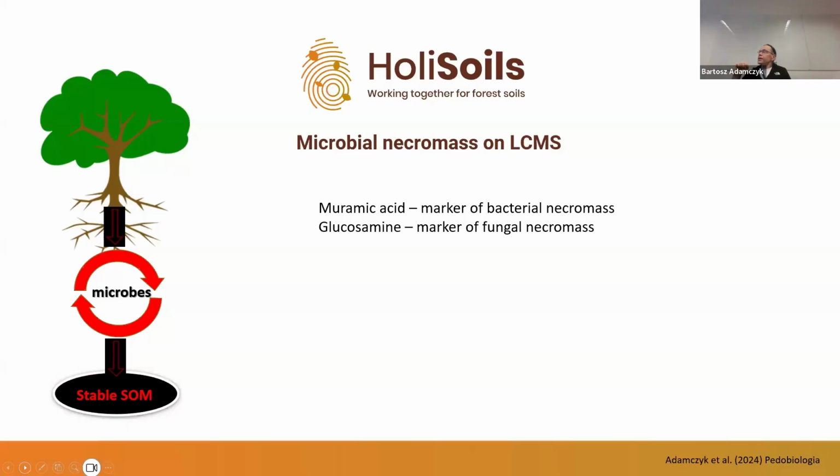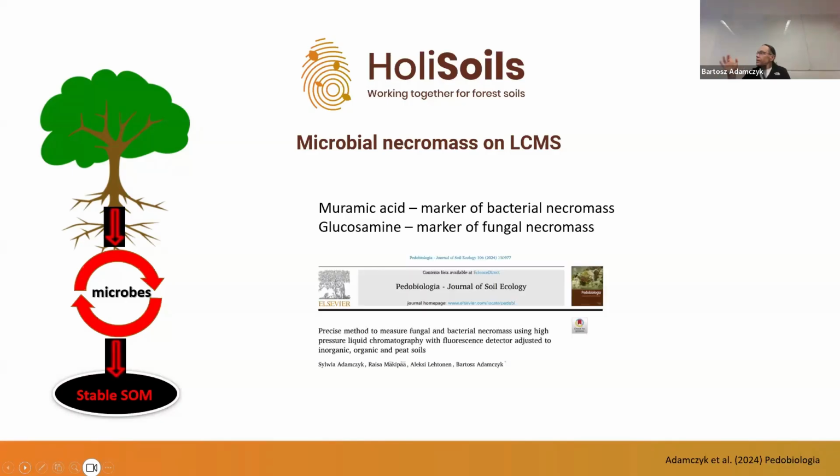To estimate the amount of microbial necromass, you can use two amino sugars: muramic acid, which is a marker for bacterial necromass, and glucosamine, coming from its monomer of chitin. So, of course, it is a marker of fungal necromass. Next one, please. The paper with the new method on LCMS is already published here. Next one, please. And basically, we do not have any DNA, RNA methodology for the necromass because DNA and RNA would decompose relatively quite fast after the death. So that seems to be the only choice right now for studying microbial necromass. Next one, please.